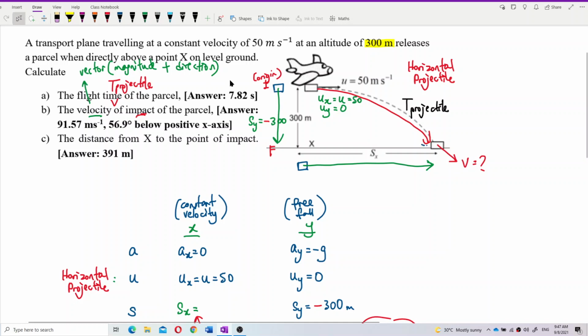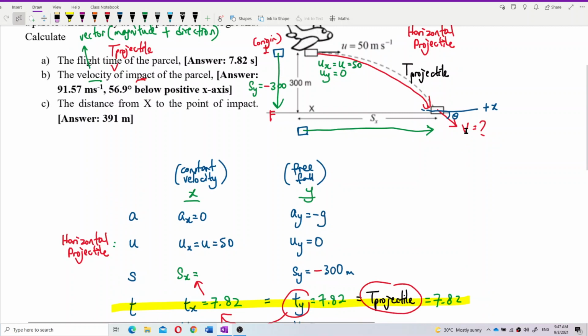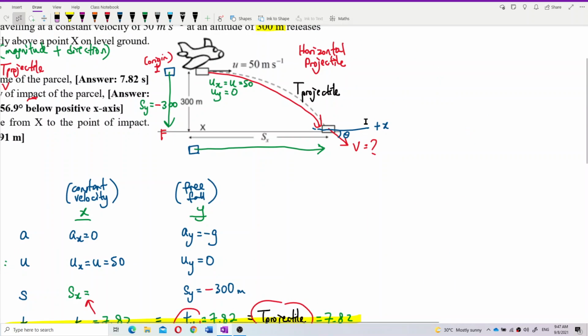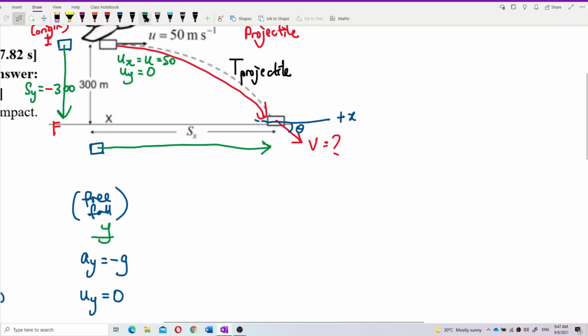Okay, I can draw it like this. This is the theta we need to find. It seems to be below the positive axis. So we need to find these two values. So how to find the V? V also has two components, as we can see. It has the x component and y component. So V, you have Vx, and also we have Vy.